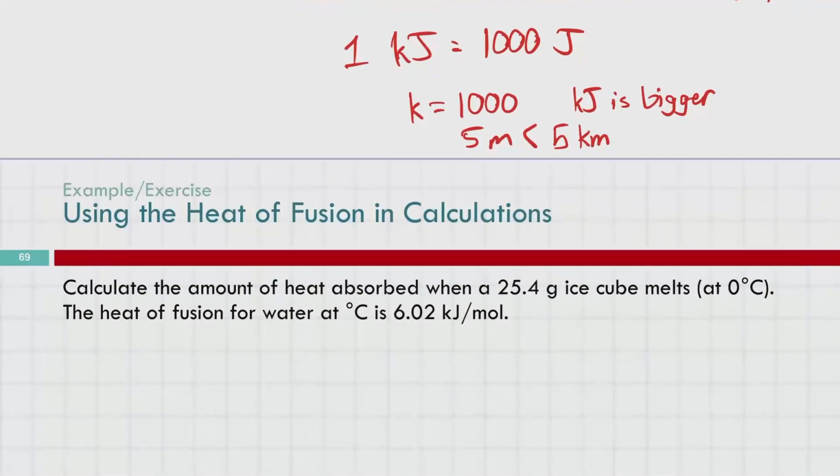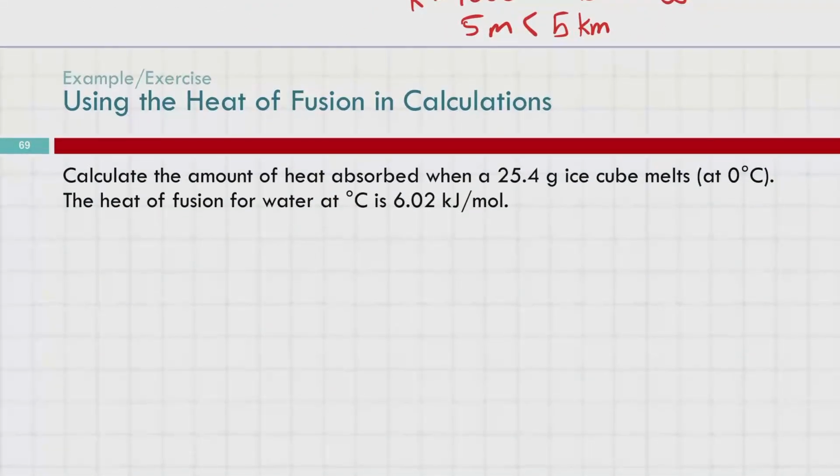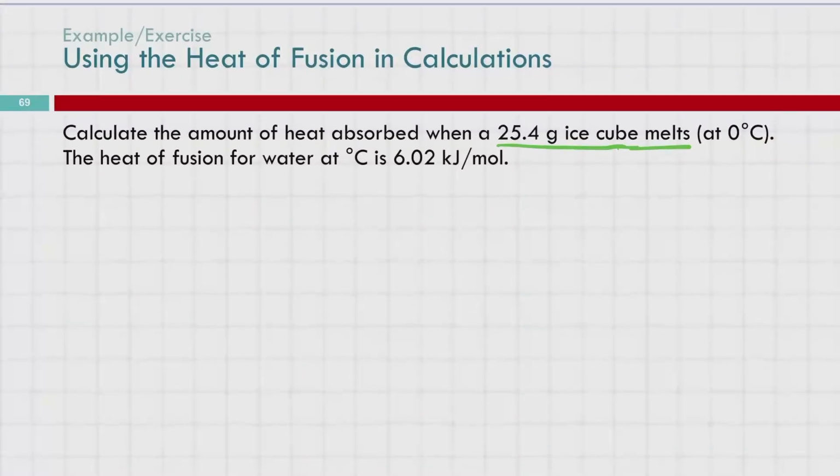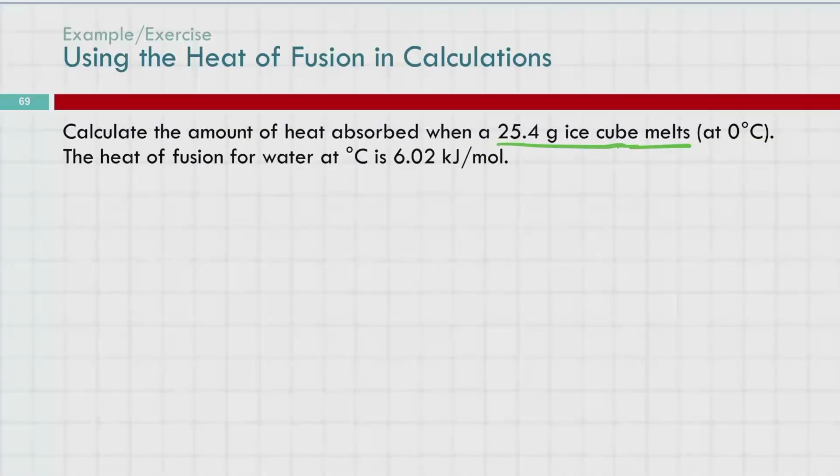All right, example problem. Calculate the amount of heat absorbed when a 25.4 gram ice cube melts. The heat of fusion is given. Usually we're going to specify that it's at the freezing point or it's at the boiling point because they're slightly different depending on what the temperature is. Heat of fusion at 0 degrees Celsius is that number.